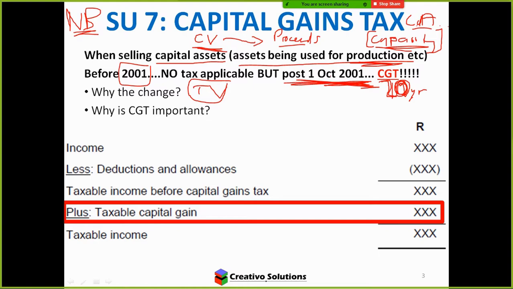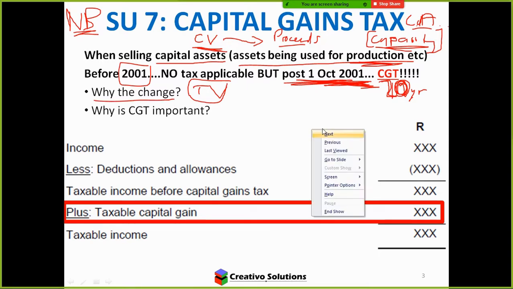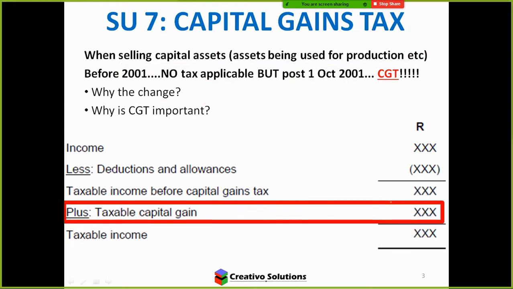But the point is, government is obviously wanting to collect as much tax as possible. So CGT was something new that they had incorporated as part of legislation back in October 2001. So why do you think they changed the legislation? Why do you think they've included capital assets as part of tax? To get more tax, to get more funds.